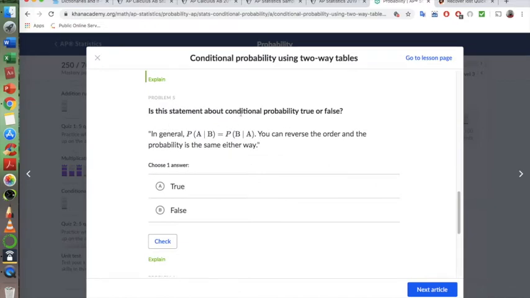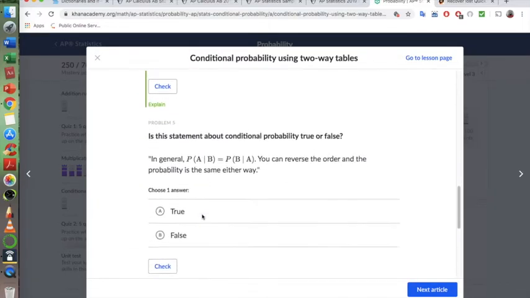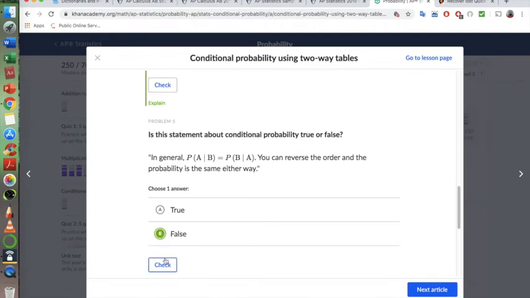Is the statement about conditional probability true or false? In general, P A given B is equal to P B given A. Well, we just saw that here. We switched these orders, male fly, fly male, and we see here from our experimental statistics that this is not true. They're not equal. 26 over 38 is not equal to 26 over 48. So that is false.